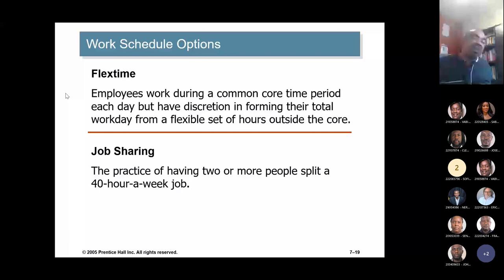So as a result of job sharing, people are beginning to manage some of these dynamics that impact on a relationship, in terms of family relationships. All right.